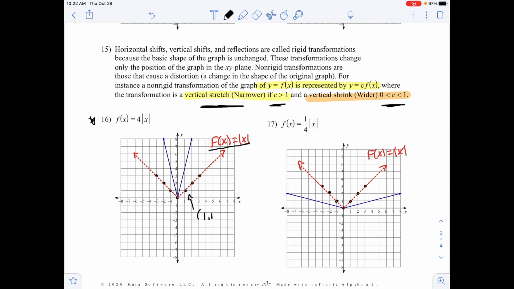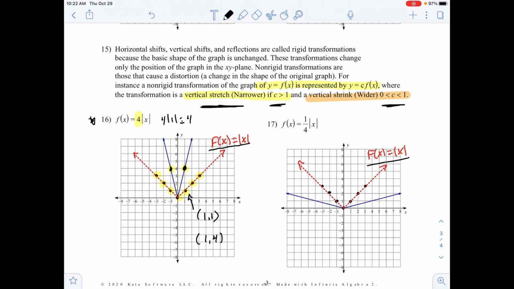So let's say at 1, this point here is (1, 1). Well, basically, if I'm getting the new point, I'm plugging in 1 for x. So 4 times the absolute value of 1 is 4. So that would be (1, 4). That's where we get this point on that function. And of course, to go in the opposite direction, it would give you this point. So you would just take these points here, plug in the x values, and that would help you get your y values, which would give your new function. And again, this is a vertical stretch because the c value is greater than 1.